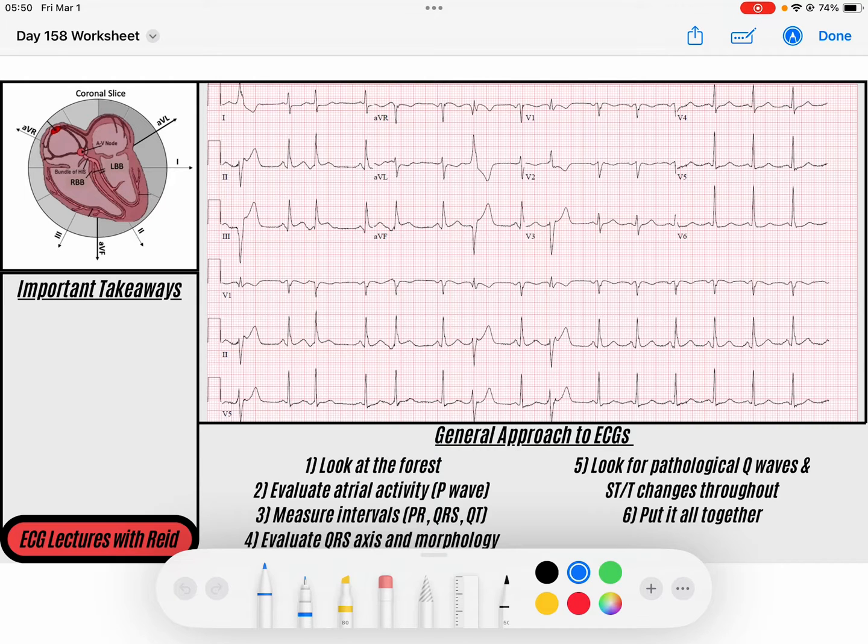This is a fun one. This is kind of a funky rhythm. So we're going to start off by just getting an idea of what's going on. We're going to look at the rhythm, and maybe come here to lead 2. You see you get this narrow complex rhythm.